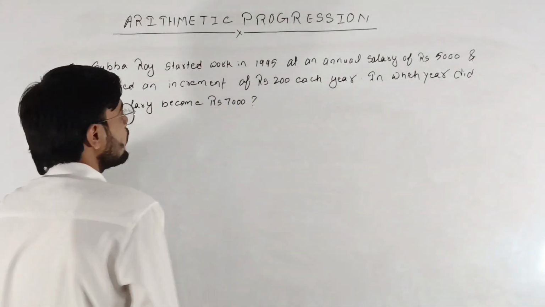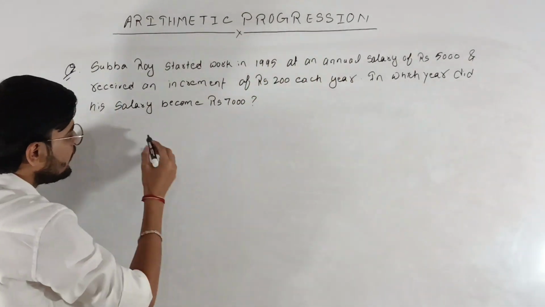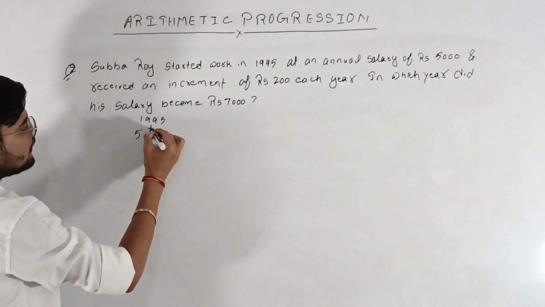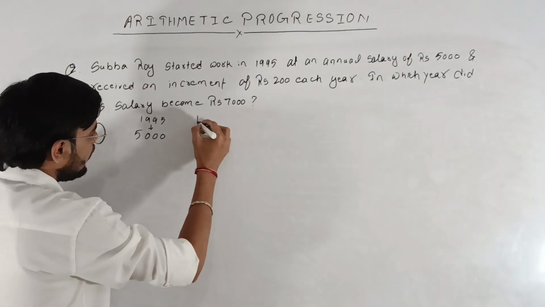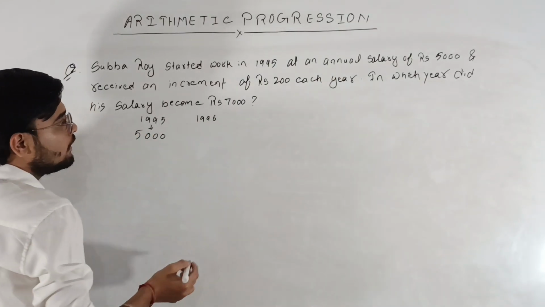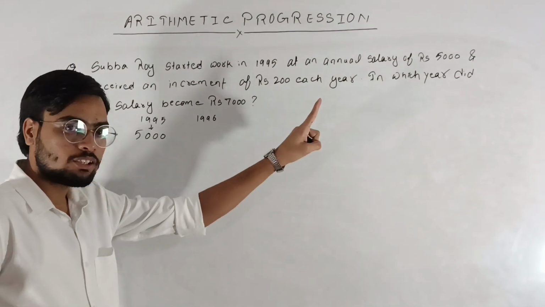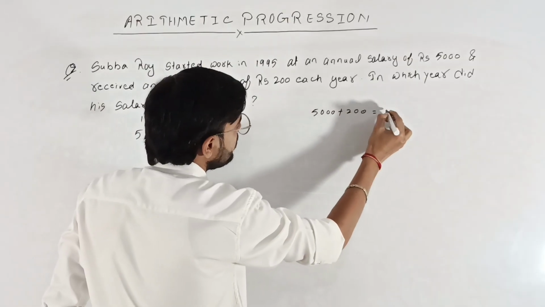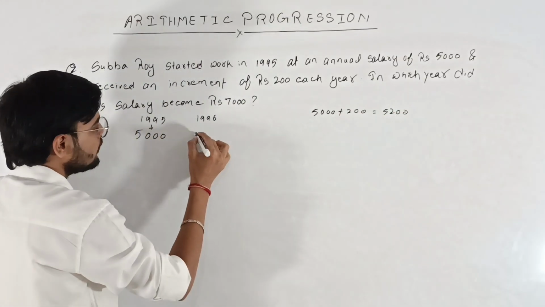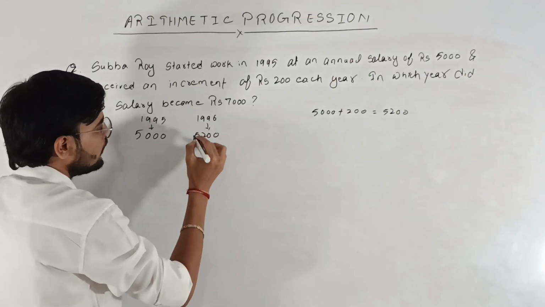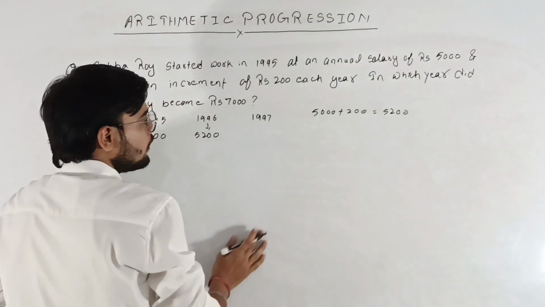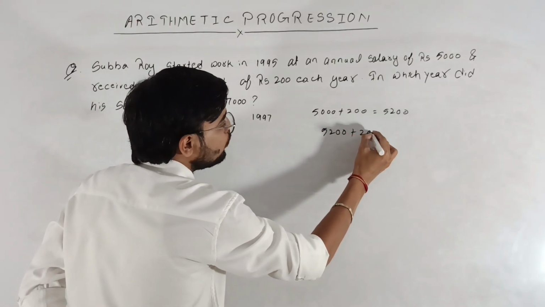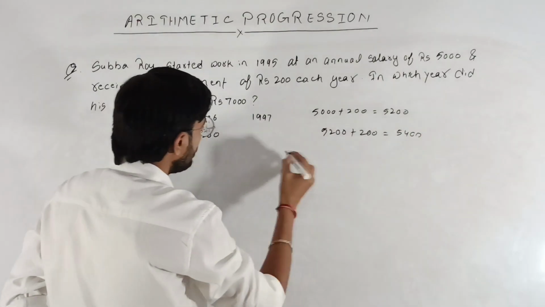So first, he started work in 1995, and his salary is 5,000. Now in 1996, what is his salary? He received an increment of 200 each year. So in 1996 his salary is 5,000 plus 200, which is equal to 5,200. Now in 1997, what is his salary? His base salary is 5,200. Again he received an increment of 200, so his salary becomes 5,400.